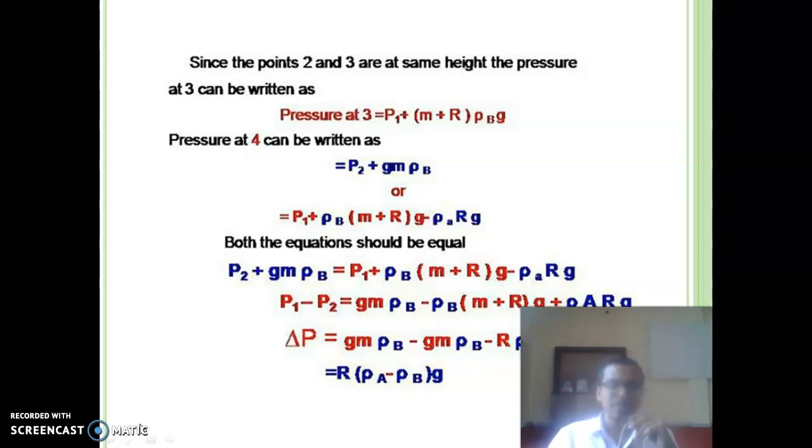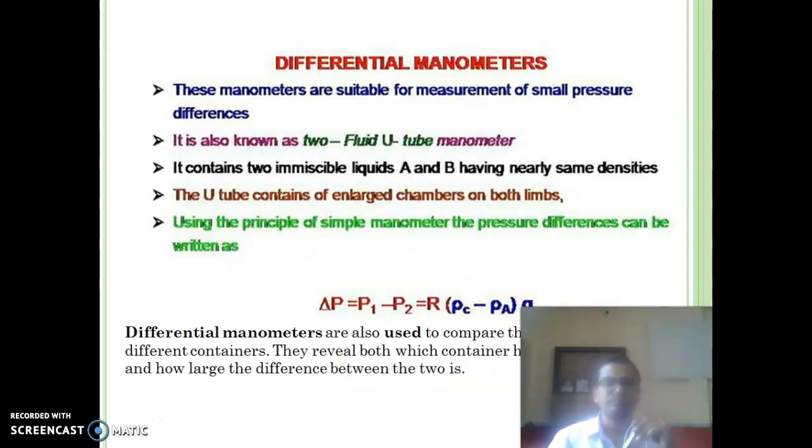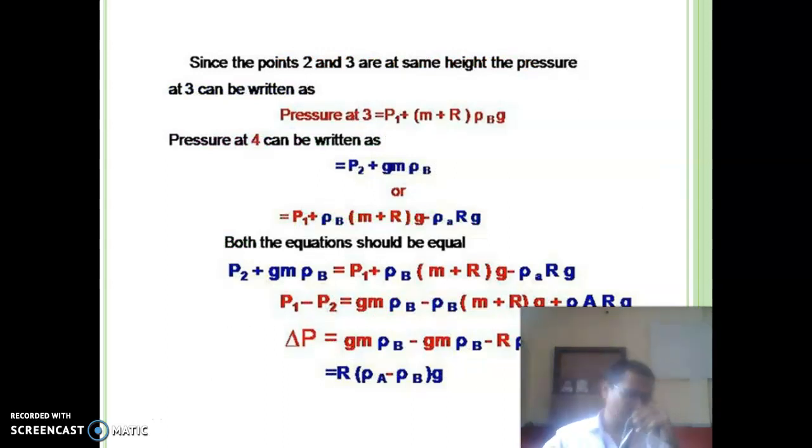So the pressure difference delta P is equal to Gm rho B minus Gm rho B minus R rho Bg plus R rho A. We get the final equation: delta P is equal to R in bracket rho A minus rho B into G. So by this simple equation, we can find out the pressure difference by using the simple manometer.